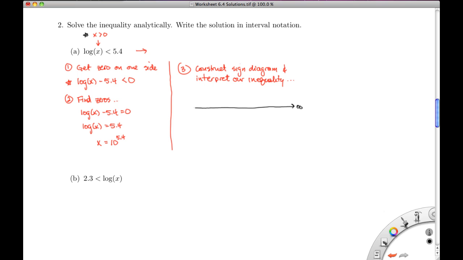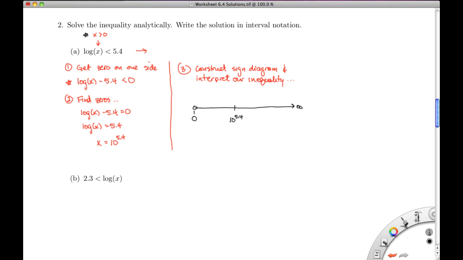going to infinity and then starting at 0. Now we can never include 0 because we couldn't plug it in, so that's why we're setting up the sign diagram like this. And then we've got our 0 that we want to plot on here. So that's 10 to the power of 5.4. I'm just going to slap that down right here. So 10 to the power of 5.4. That's a pretty big number.